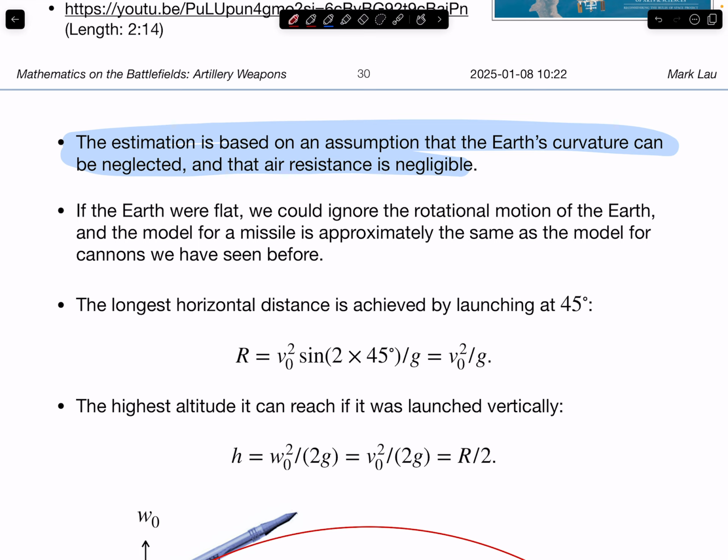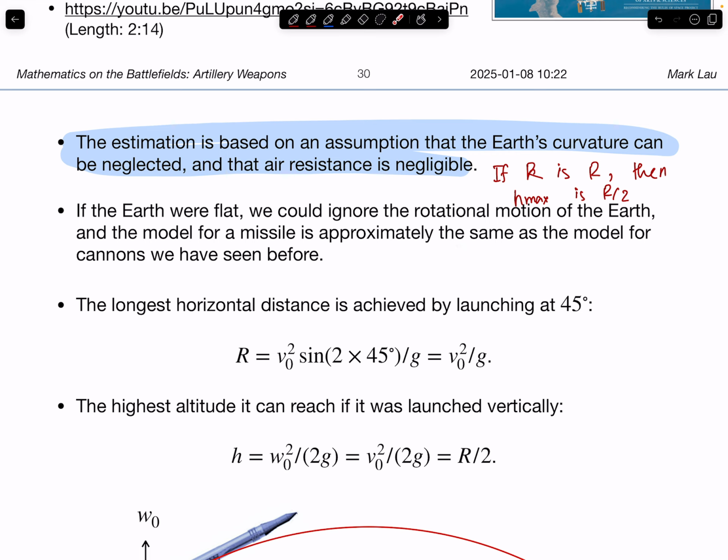So the statement is that if the range is r, then the maximum height is r by 2, and vice versa. This statement assumes that the Earth is flat for a certain distance and that air resistance is negligible. We could ignore the rotational motion of Earth, and the model for a missile is approximately the same as the model of cannons we have seen before.